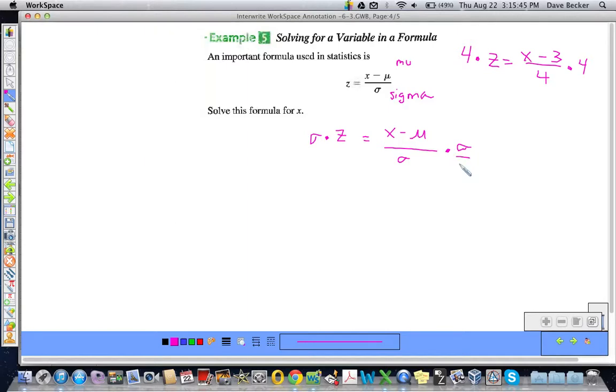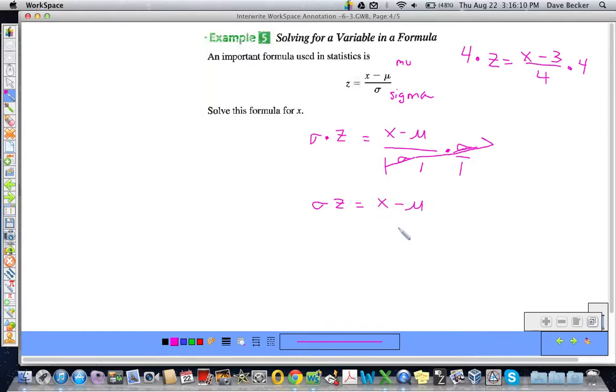And you can think of this as sigma over 1, and they cancel because they are equal to 1. I always like to make a 1 because I think it's cool. And then this is a 1, so 1 times 1 is 1, and anything over 1 is the anything. So now I have sigma z equals x minus mu.